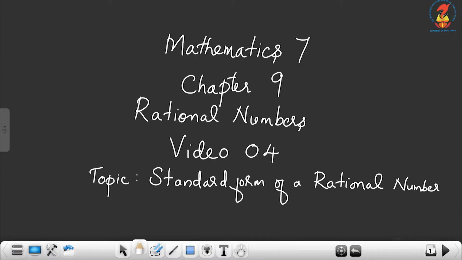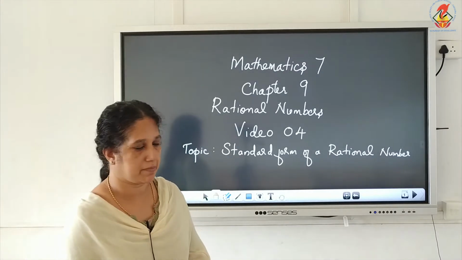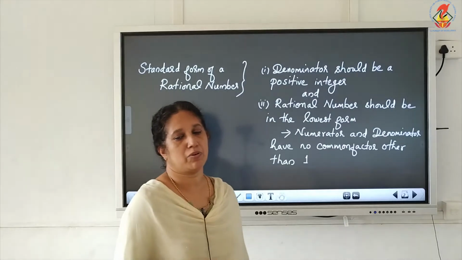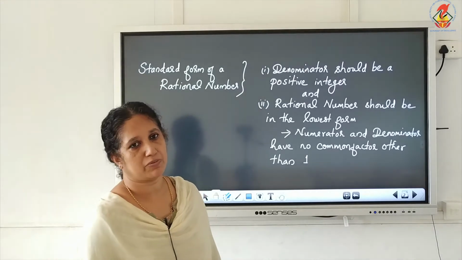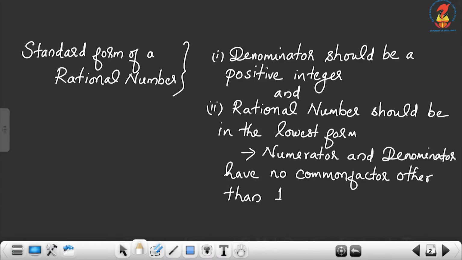Our next topic is standard form of a rational number. Now what is meant by standard form of a rational number? A rational number is said to be in the standard form if its denominator is a positive integer. The denominator must be a positive integer.